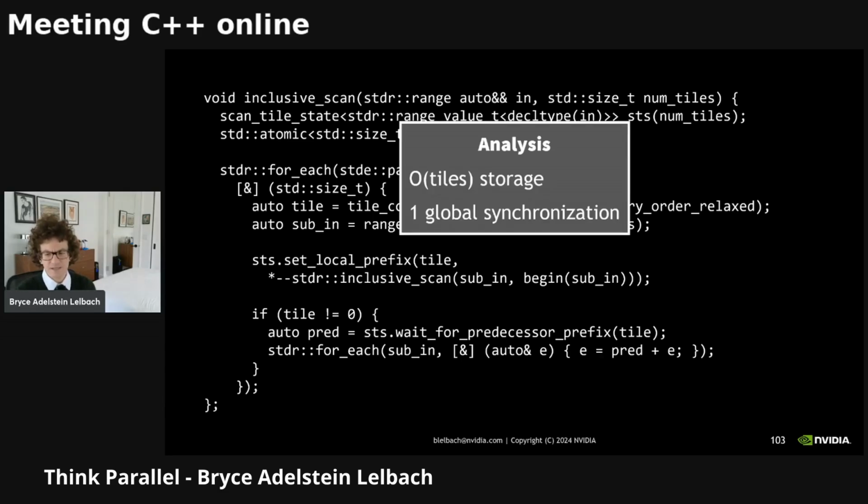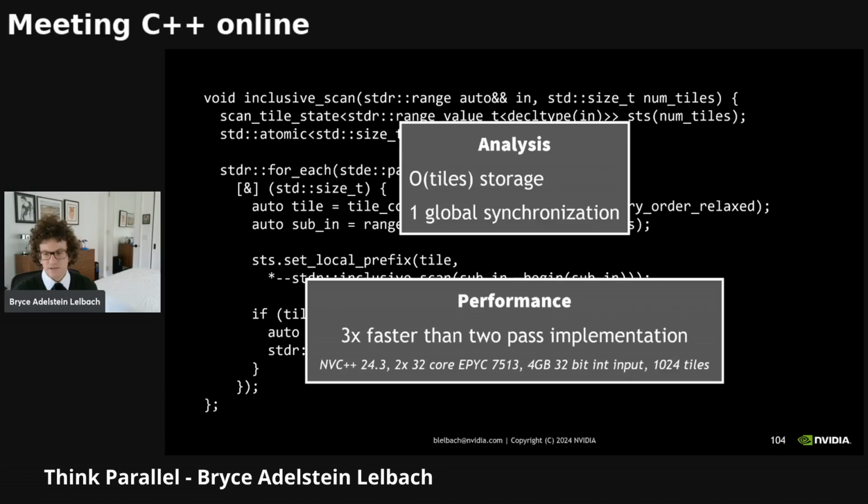Our decoupled lookback implementation is single pass, requiring only 1 global synchronization, while our 2-pass approach needed 2 global synchronizations. Now in benchmarking, I observed this decoupled lookback scan performing 3 times faster than our 2-pass scan on a 64-core CPU system with a 4 GB problem size. At GPU and distributed scale, decoupled lookback will outpace the 2-pass approach even more.